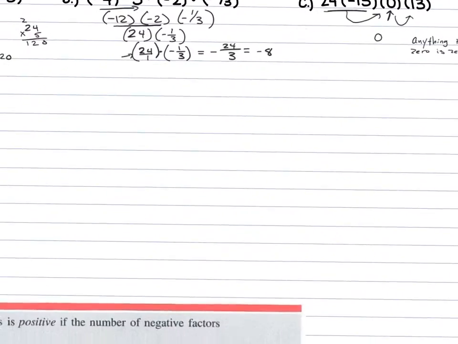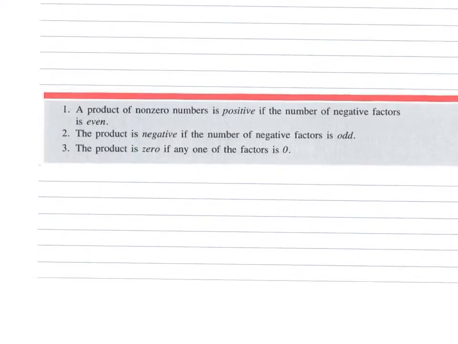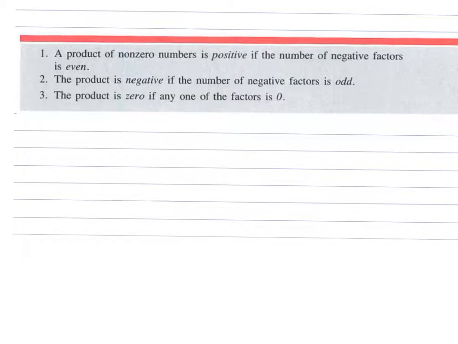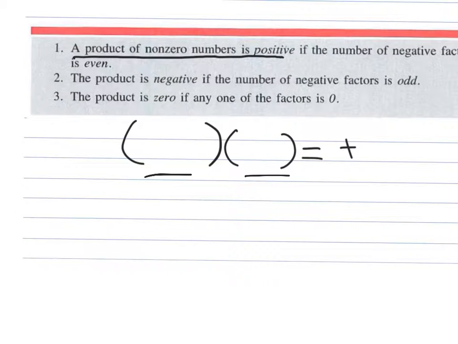All right, scrolling down. A product of non-zero numbers is positive. So non-zero means the number, you can't use 0, like any number but 0. A product of non-zero numbers is positive. So multiplying numbers will give me a positive number if the number of negative factors is even. What they're saying is that if you have an even amount of negative numbers, the answer will end up positive.